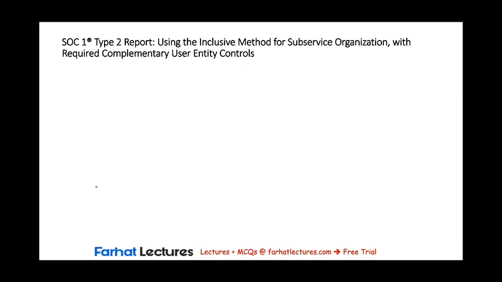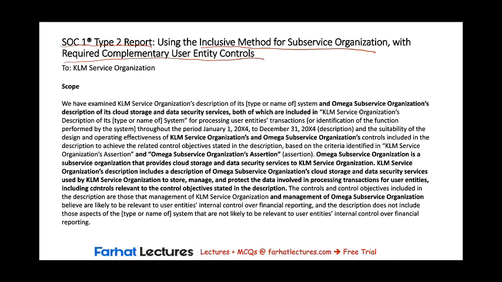Moving on to our second sample report, we're still dealing with the SOC 1 Type 2 report, but now using the inclusive method for subservice organization instead of the carve-out method, and we're still assuming we have required complementary user entity controls. Here, the change is going to start from the beginning, because we're not only examining the KLM service organization description, we're also examining the subservice organization description of its services, both of which are included in the description. They are not carved out, they are included.